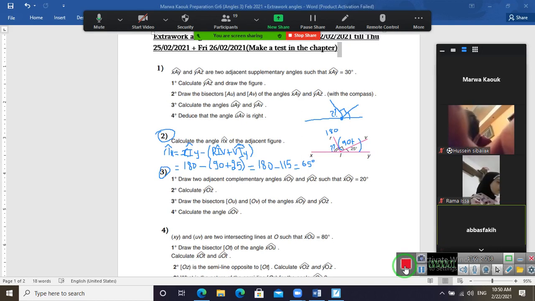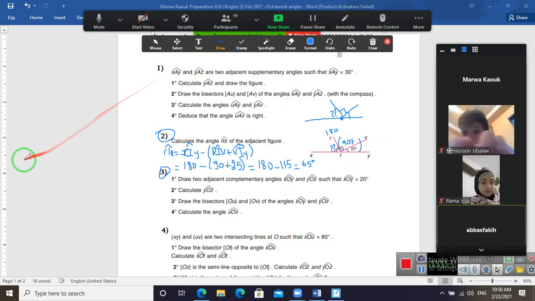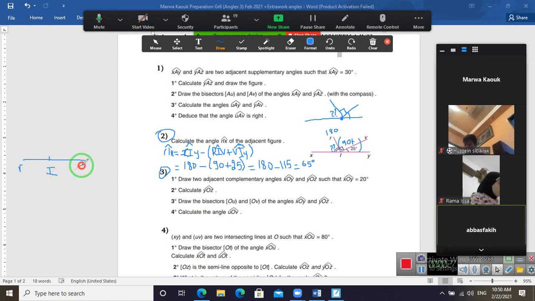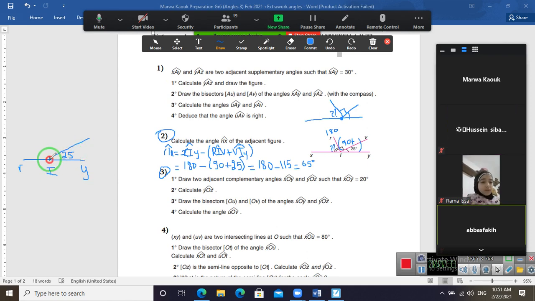Exercise: calculate the angle RIX of the adjacent figure. As you know, the greatest angle is XIY, that is 180. We add the two given angles since it's a straight angle, and included in it are two angles. It's a straight angle RIY, and inside it we have two angles, 125, so 180 minus 25, and the other is 90.